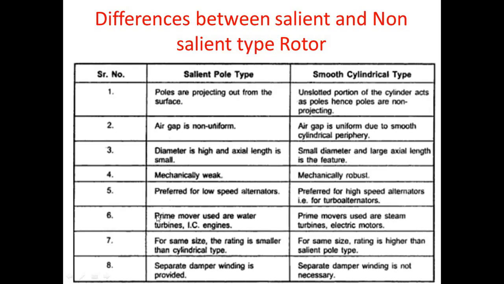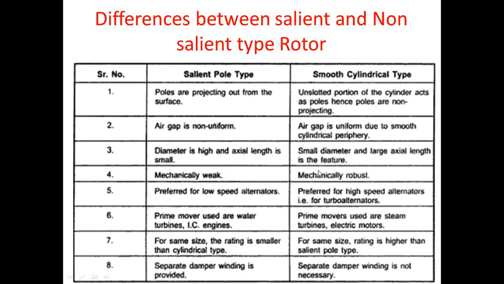Differences between the two types of rotor. First one, salient pole type. Next, we have smooth cylindrical type. In salient pole type, there are projections. In smooth cylindrical type, there are no projections. In salient pole type, the air gap is non-uniform. In smooth cylindrical type, the air gap is uniform. In salient pole type, diameter is high and axial length is small, whereas in smooth cylindrical type, diameter is smaller and axial length larger. Salient pole types are mechanically weak because of the projections.